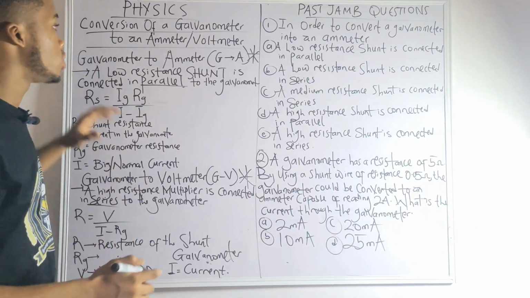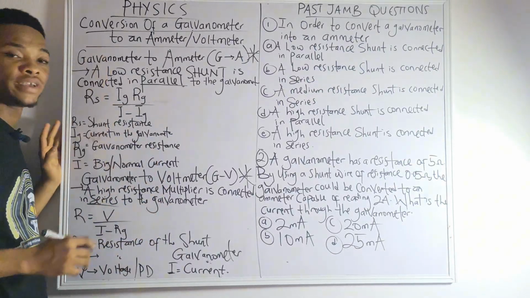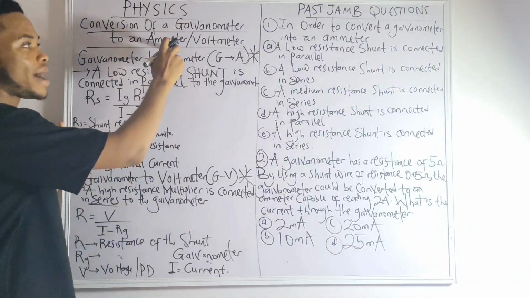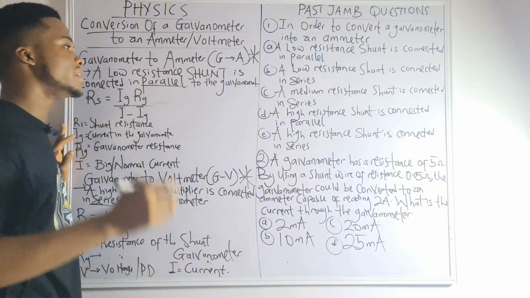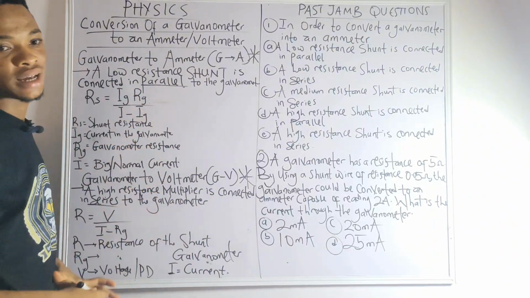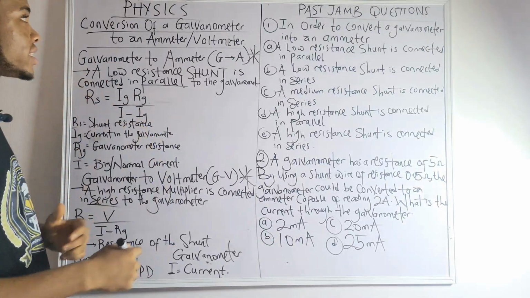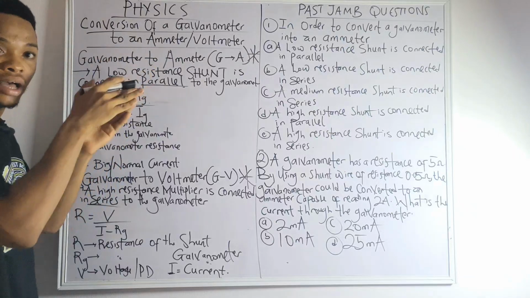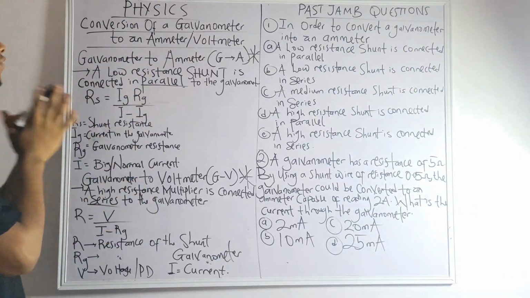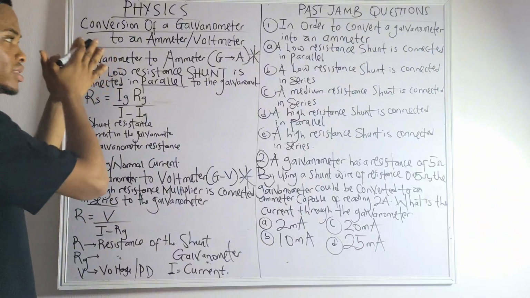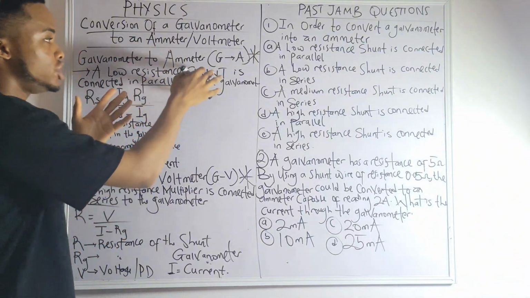Today is for physics. In today's video, I'm talking about conversion of a galvanometer to either an ammeter or a voltmeter. This is a question JAMB loves to set and ask students a lot on electricity. So please, you must know how to convert a galvanometer to either an ammeter or a voltmeter. Now, the first one is to convert a galvanometer to an ammeter, from G to A.